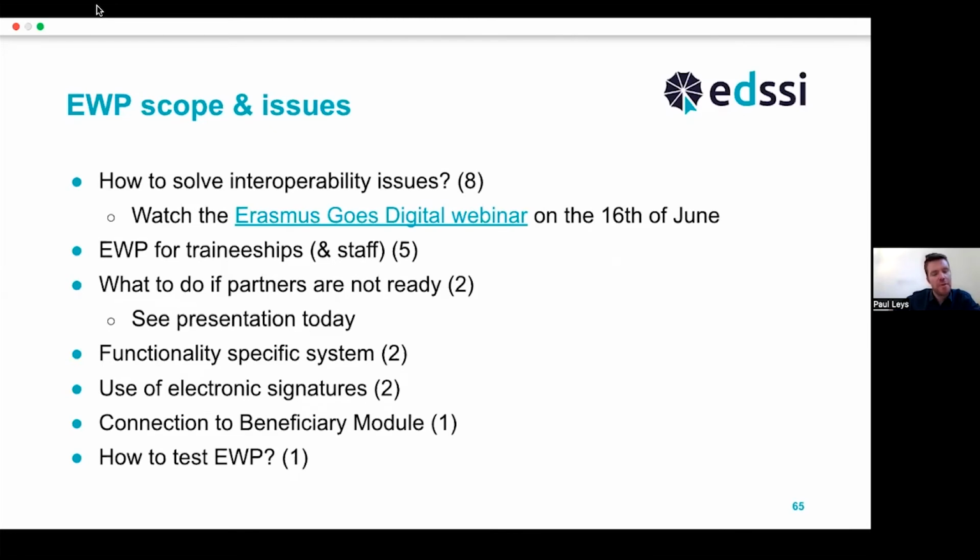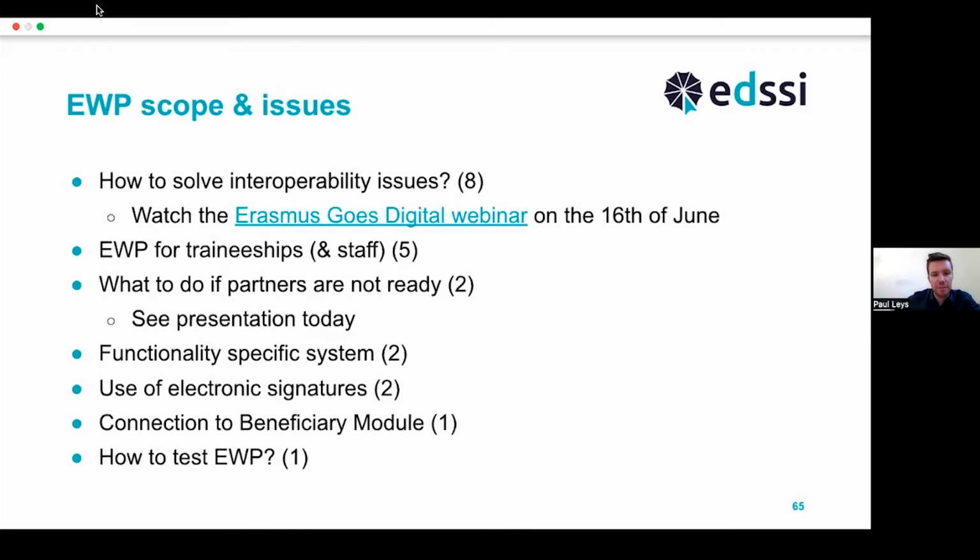The scope and issues with EWP. It's also your top question in Slido at the moment, where Karin indicates that, okay, the beneficiary model, we are not responsible for that. We also experience the same problems indeed, but EWP and the dashboard, it's under the responsibility partly of EDSSI, but also the Erasmus Without Paper Plus project, which is funded by the European Commission in order to also support higher education institutions to make this happen.